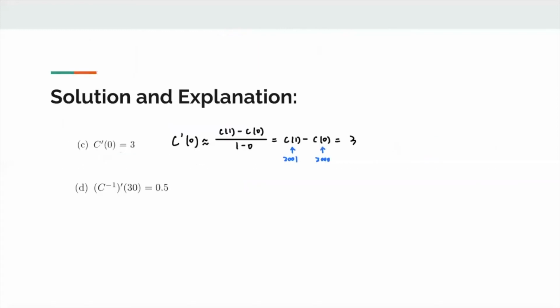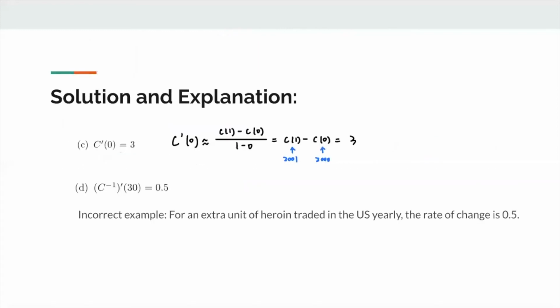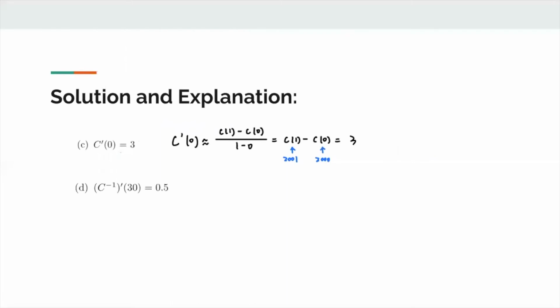Now, how to solve this problem? Let's focus on D, which is asking for the derivative of the inverse function of C. When x is 30, the output is 0.5. As I mentioned before, the input and output change their roles in an inverse function. So that 30 indicates the amount of heroin with the unit of metric tons, and 0.5 will be the time period with a unit of years. And the unit of the outcome would be years per metric ton. Therefore, it's trying to say how many years are needed for one extra unit of heroin to be traded.